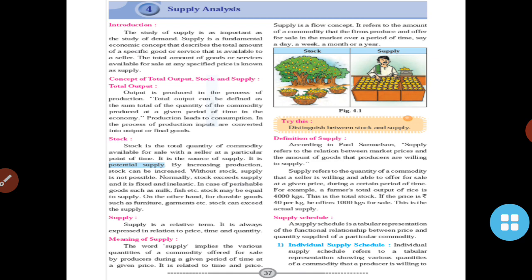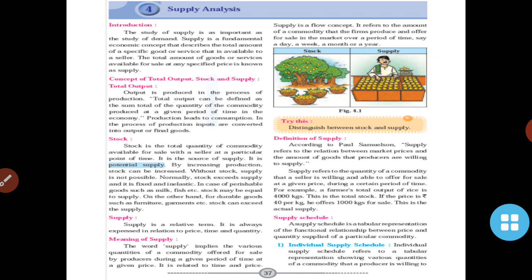It means if there is a demand, then only we have to supply the things. For supply, demand is important. If people or customers are demanding something, then only the seller can fulfill their need. They can provide those things. So demand is more important than supply.